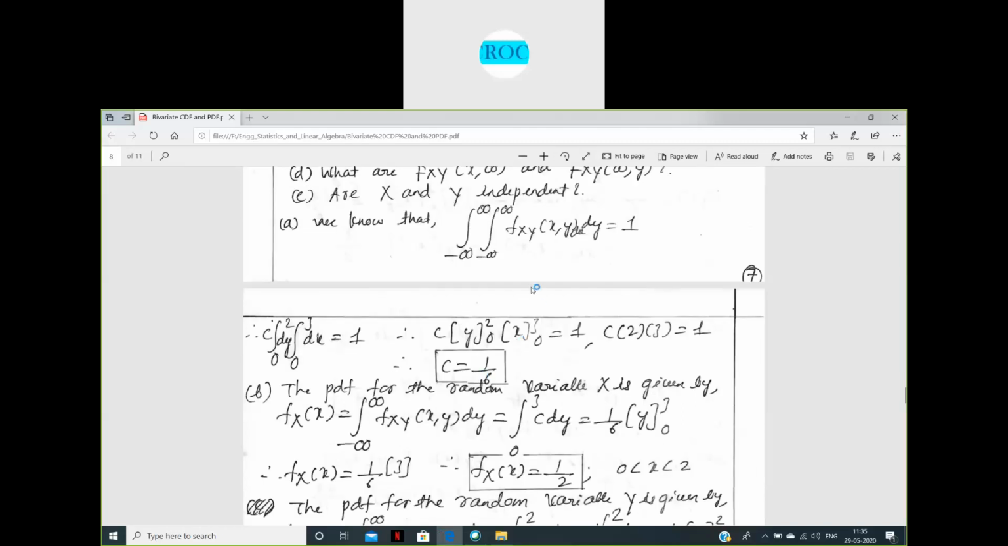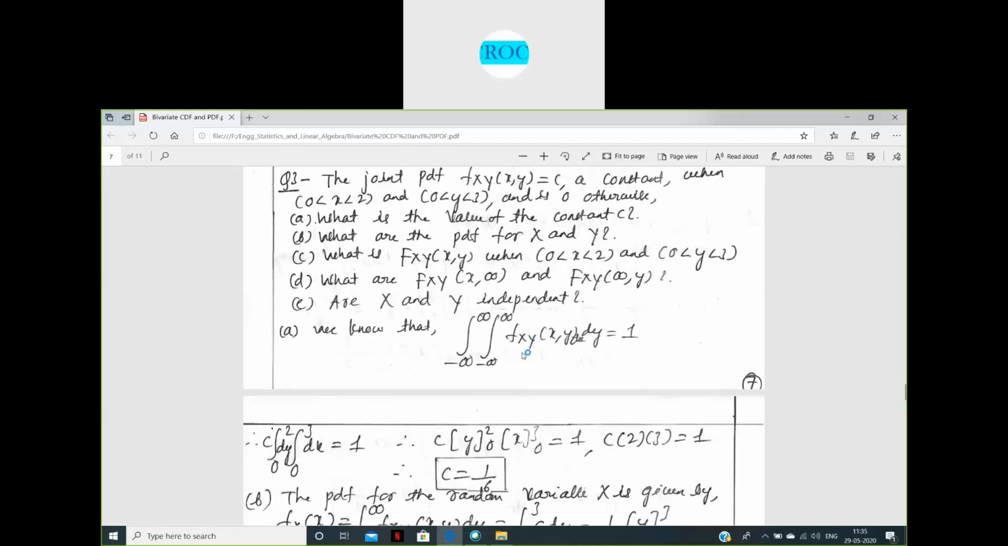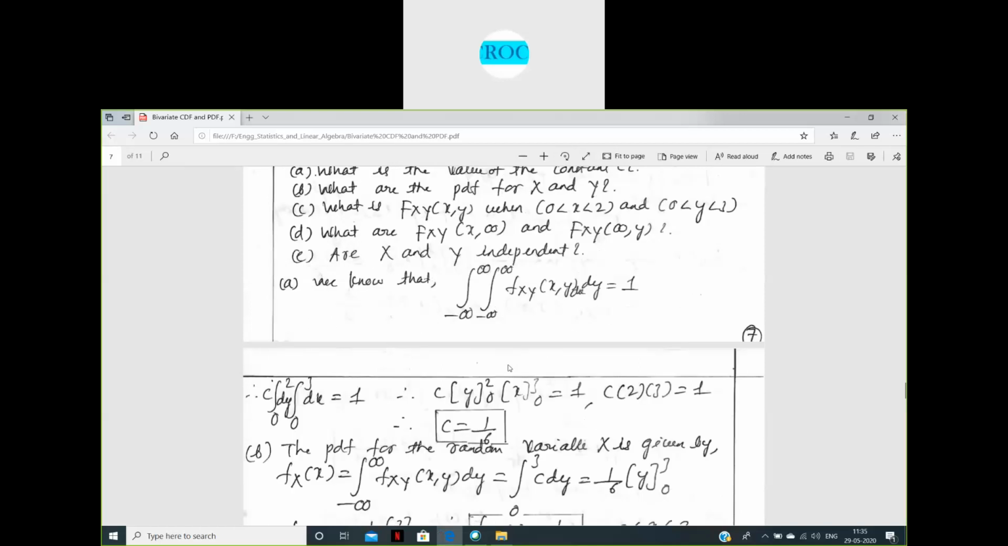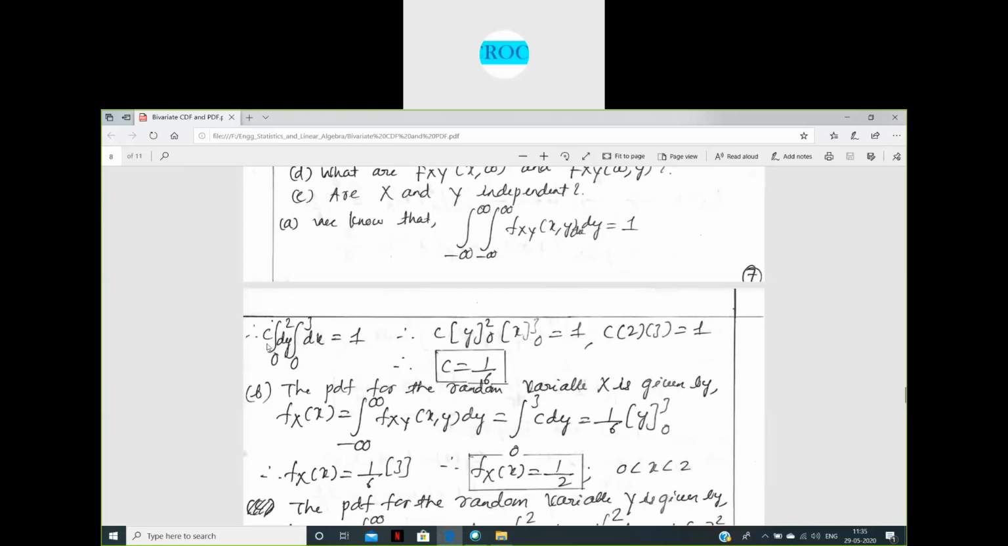Use the formula here, substitute for the bivariate PDF. c is a constant, take this outside the integration, 0 to 2 dy, integration 0 to 3 dx, this is equal to 1. Now the limits are 2 and 3, so we have 6c is equal to 1, so the constant c is equal to 1 by 6.